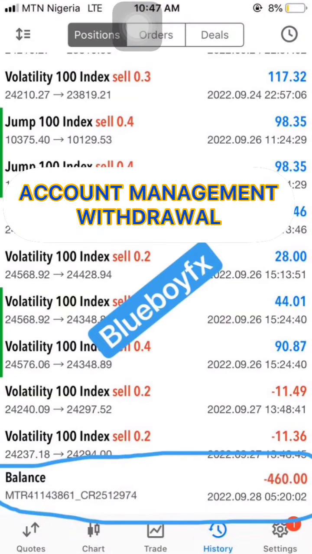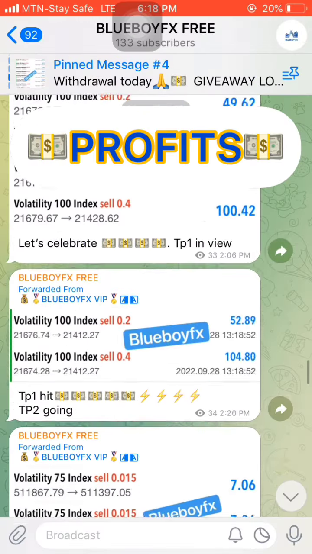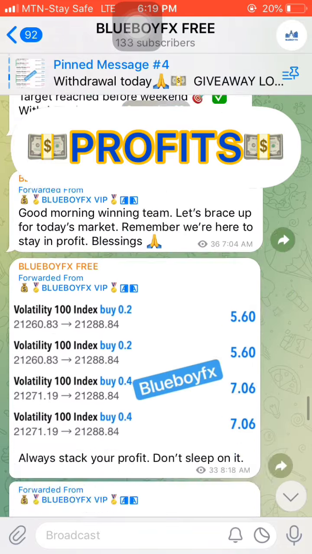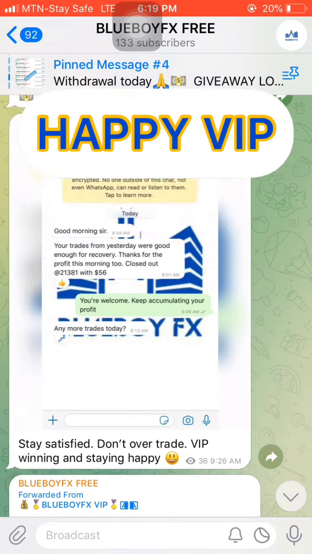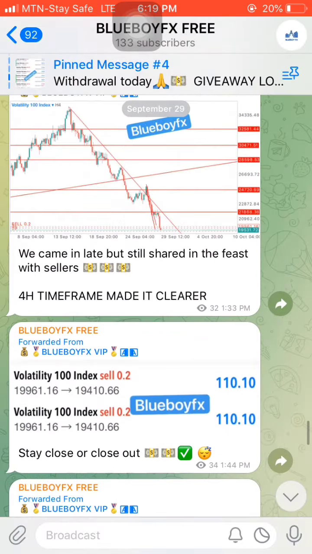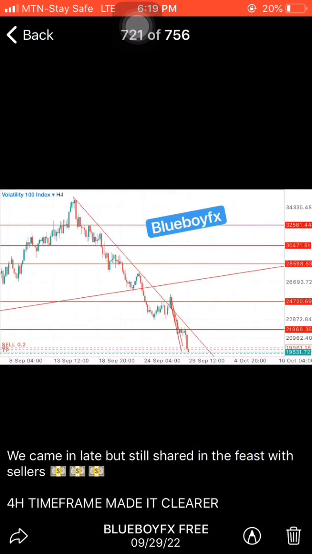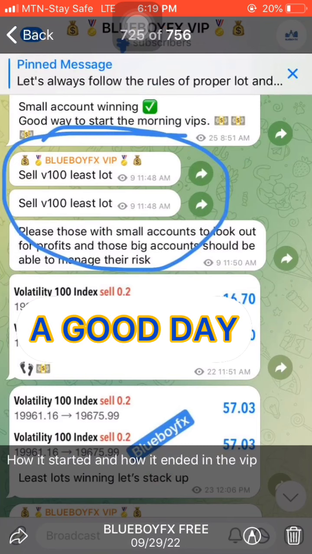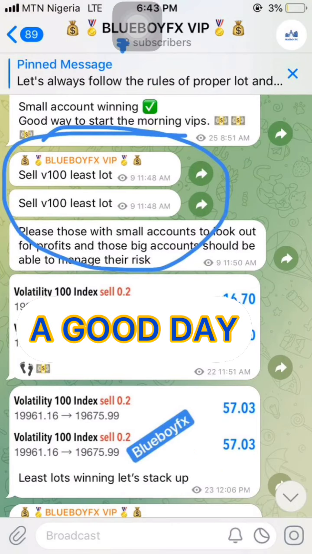Alright, so this is a withdrawal that we made, and here are the profits we've been making in the group. As you can see, we are all blues, always in profit. And here is a happy VIP who came to thank me. Yeah, we share analysis that was shared, which gave us profit. And here is the trade of which the analysis was shared on.